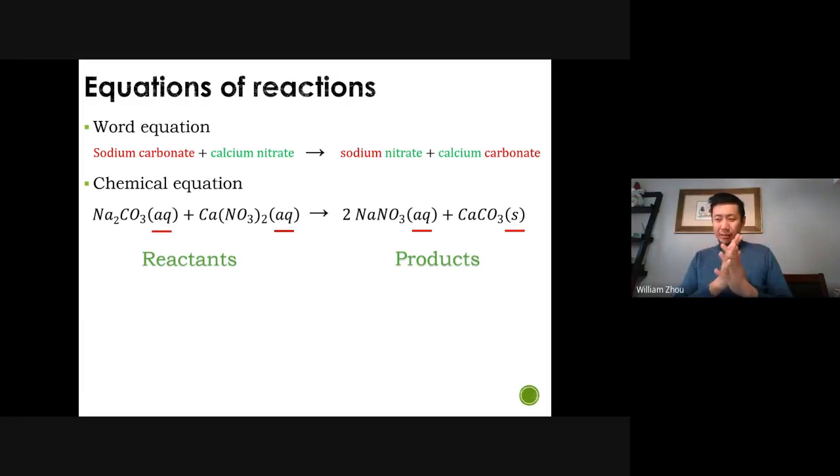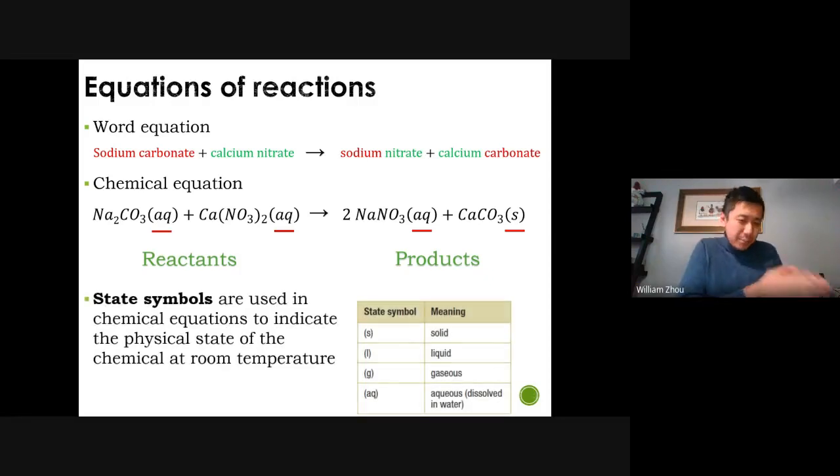The state. Okay, yeah, that makes sense. These are the states. I don't mean the United States. I mean, what form is it in? Solid, liquid, gas, or aqueous. There are 4 states here.